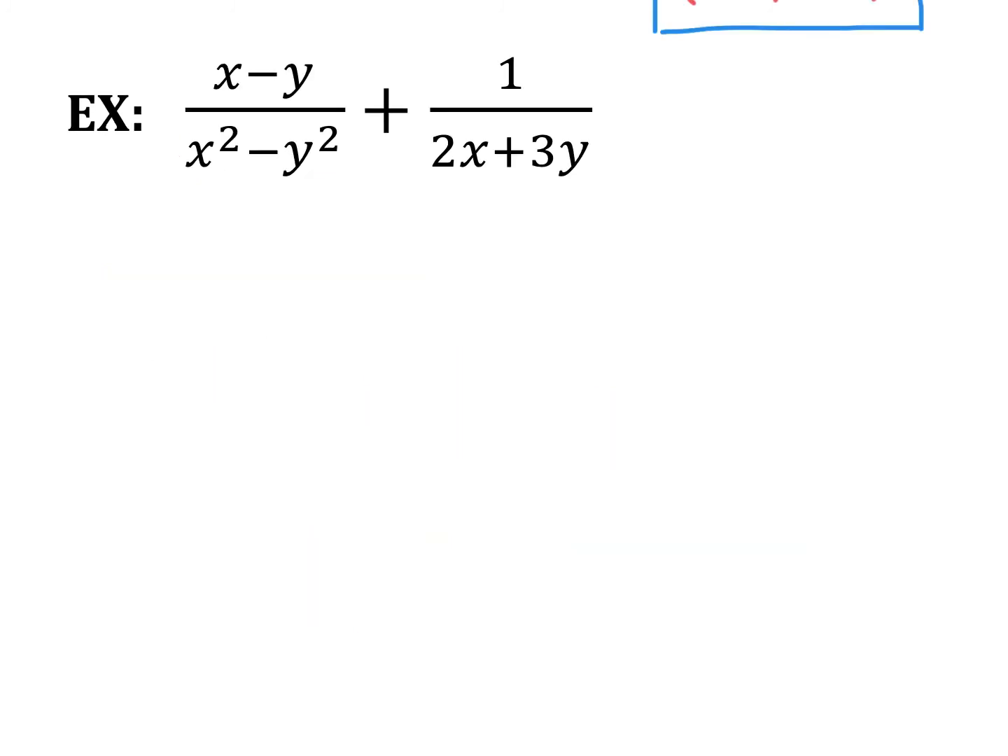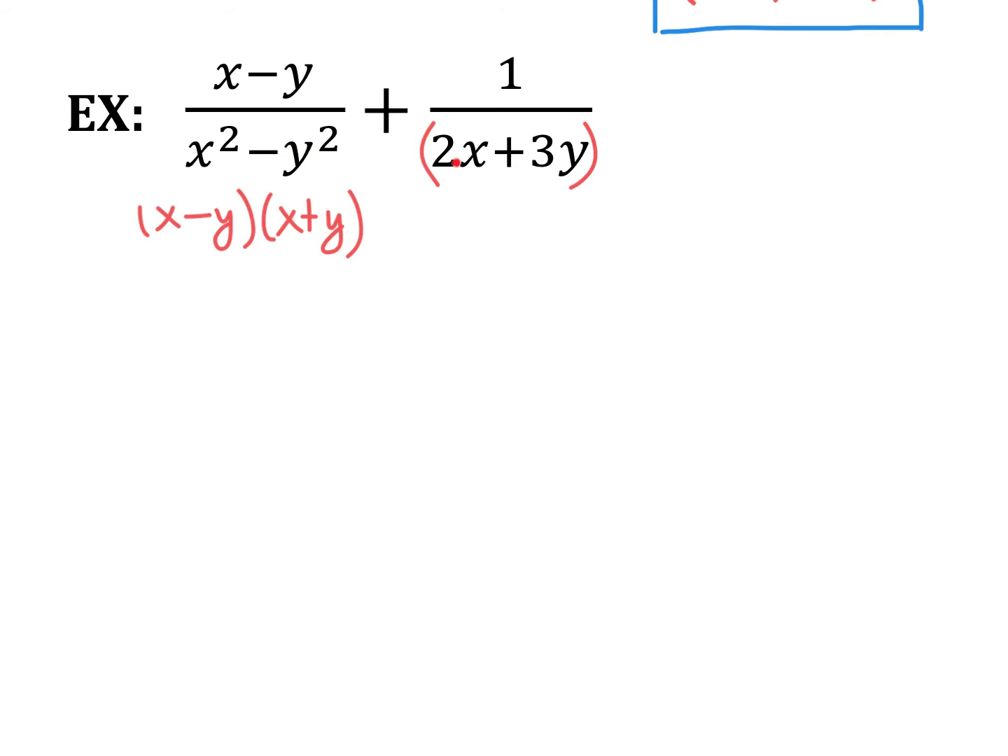In our next example, we're going to add two rational expressions. So as we take a look at determining what our least common denominator will be, let's make sure each of our denominators in the rational expressions are fully factored. Well, as we take a look at this denominator in the first rational expression, we can factor that into x minus y times x plus y. And then if we take a look at the denominator in the second rational expression, it is already factored. So, think about it this way, 2x plus 3y, that is our factored denominator in the second rational expression.